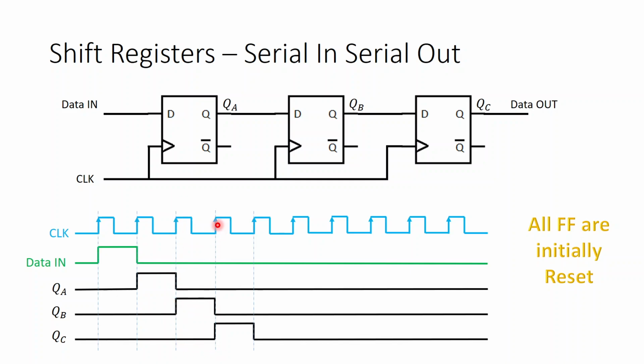At the fourth edge trigger, QA is still low because there is nothing in data in. QB will become low because QA was low at this edge trigger. QB was high at the edge trigger, hence QC will become high. And then further again it will become low after this clock cycle.